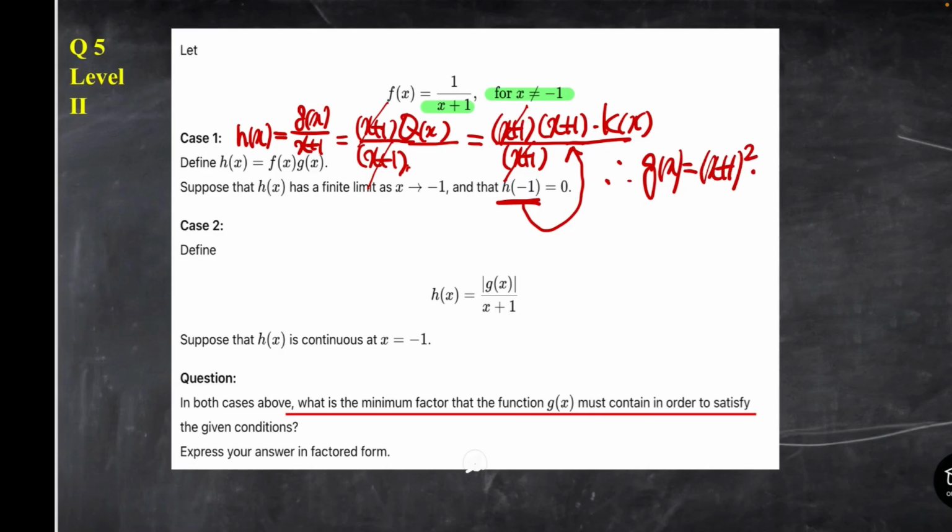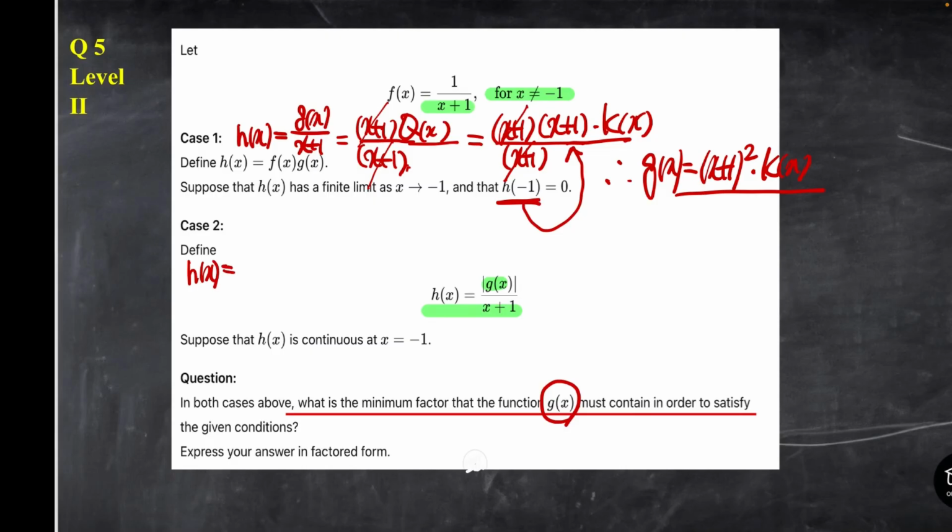Case 2. Now let's look at the second case. Here, h of x equals the absolute value of g of x divided by x plus 1. We are told that h of x is continuous at x equals negative 1. This time, we cannot rely on the signs canceling out like before, because the absolute value removes all sign information.